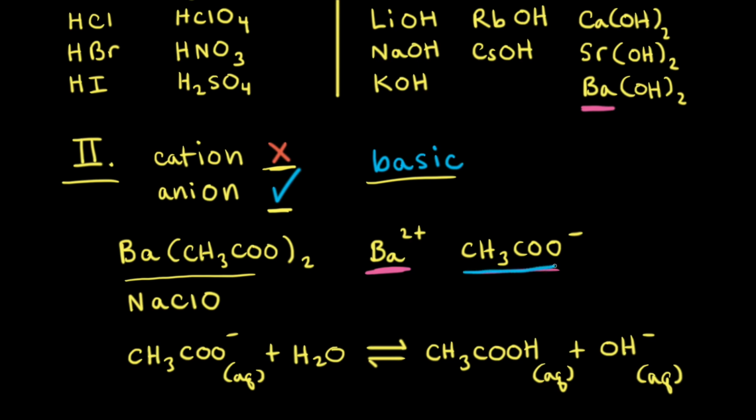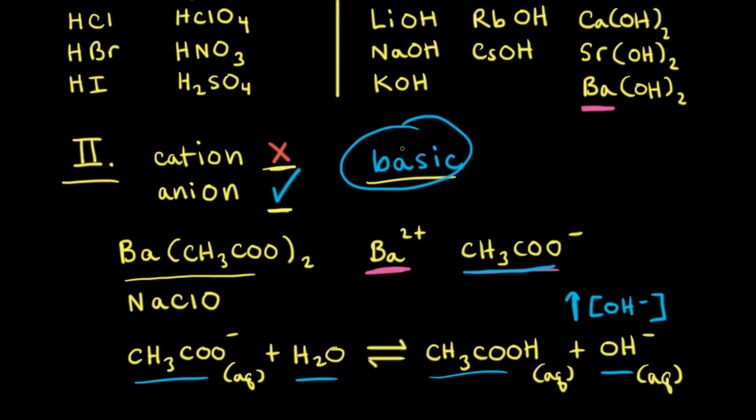So the acetate anion is a strong enough base to react with water, and when acetate anion reacts with water, it forms acetic acid and hydroxide ions. Since the concentration of hydroxide ions in solution has increased, that's what makes the solution basic. This is called anion hydrolysis, when an anion reacts with water to increase the concentration of hydroxide ions in solution.